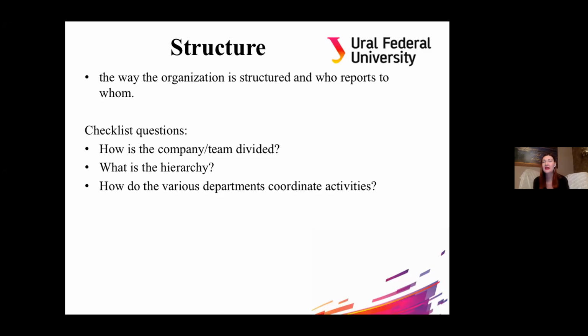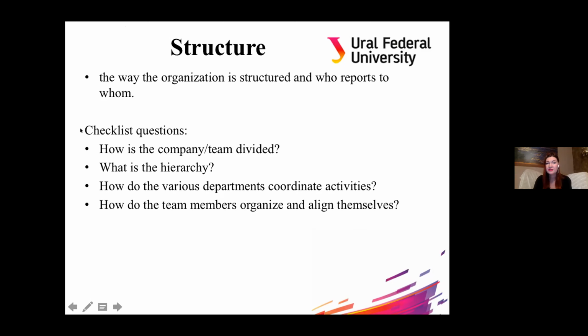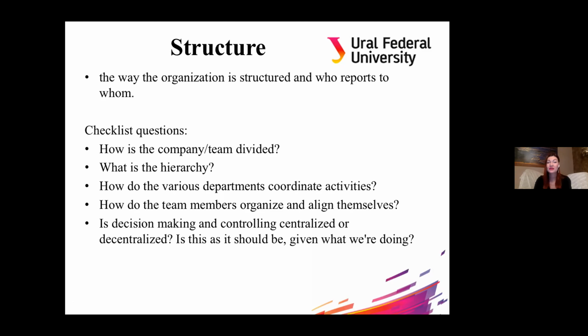Because it's really a big problem in a company when, for example, there is a bookkeeping office and a financial office that are different. So bookkeeping is for paying money and financial is for making contracts and so on. When they don't work together and they are competitors, it's really a problem. How do the team members organize and align themselves? Is decision making and controlling centralized or decentralized? What are we doing in this case?